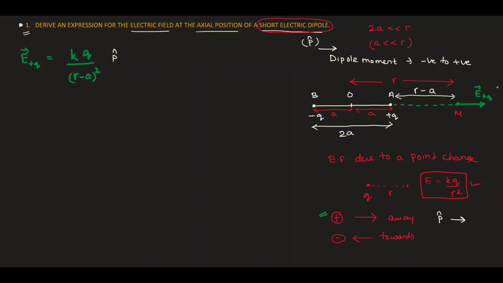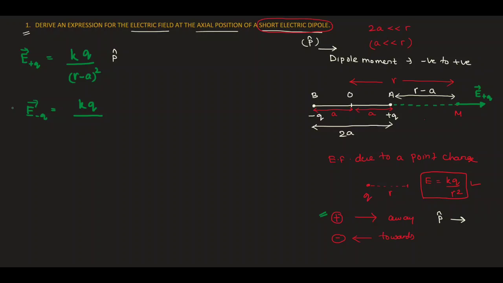Now, what is the E minus Q vector? The electric field due to the negative charge. Again, the formula is KQ, where Q is the magnitude of charge. Don't write the minus sign here, because when you're finding the value of the electric field, you only write the magnitude of charge. Don't write the sign. So it is KQ divided by... Now tell me, what is the distance of the point M from the negative charge minus Q? It means the distance from B to M.